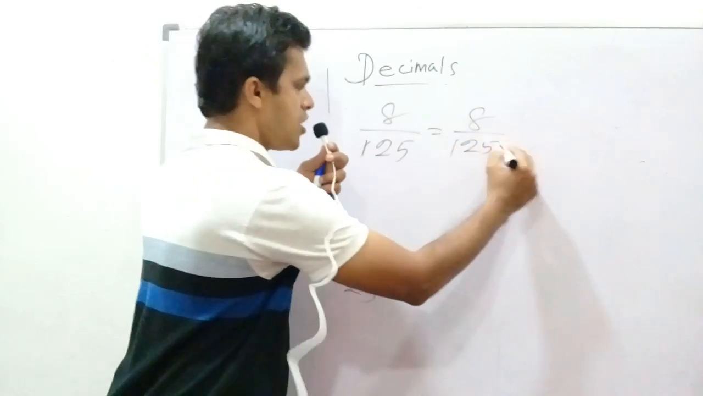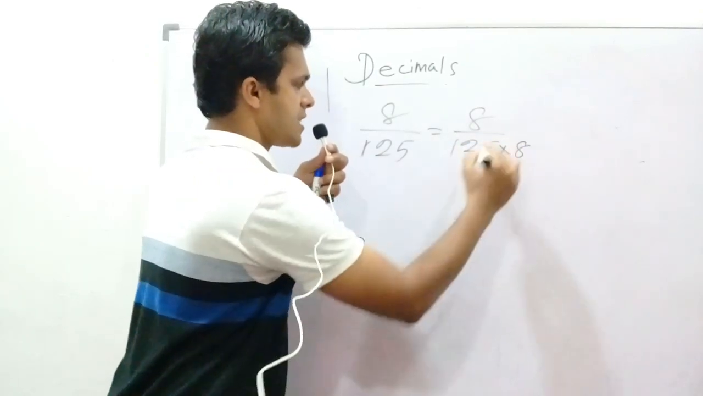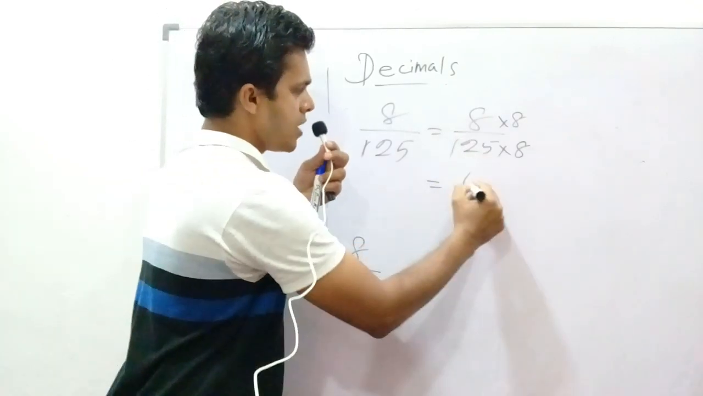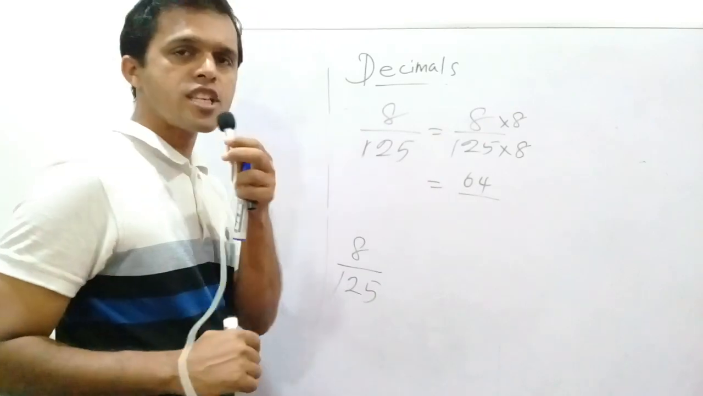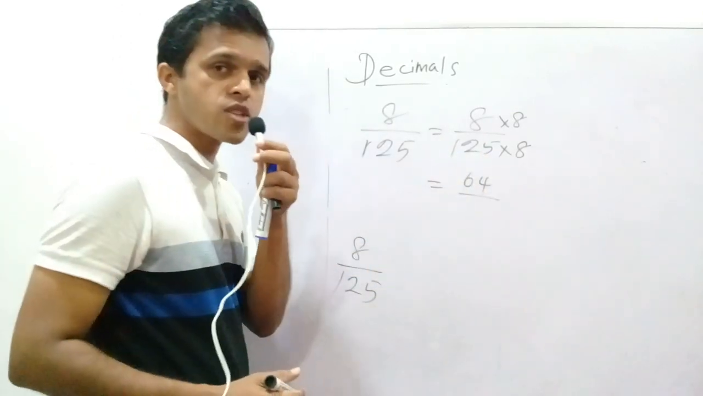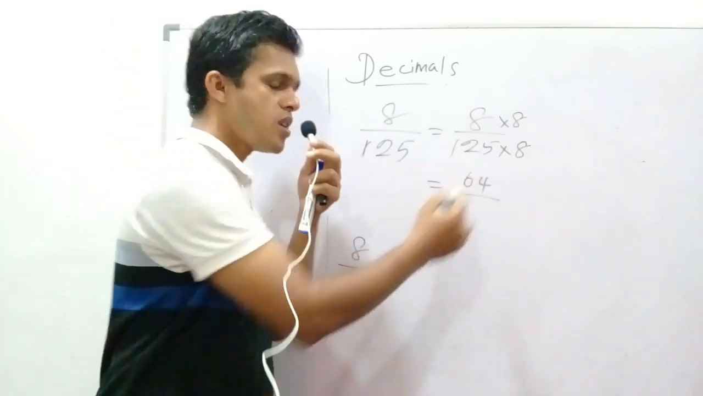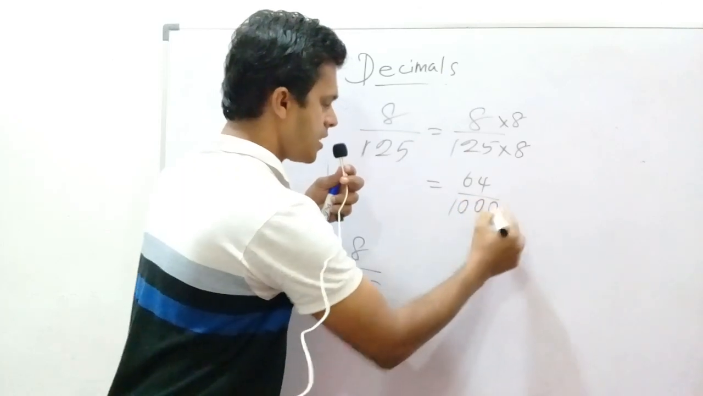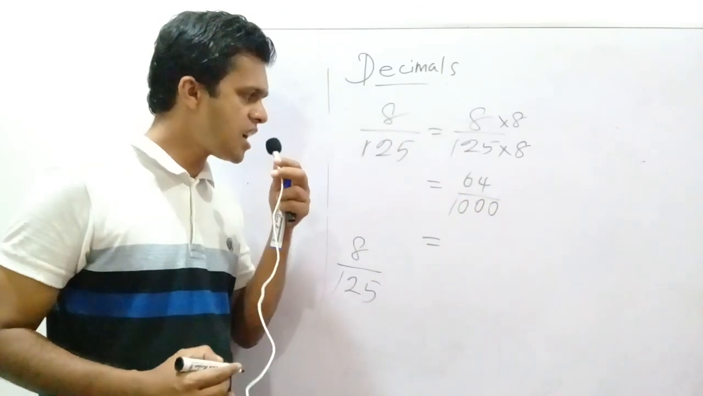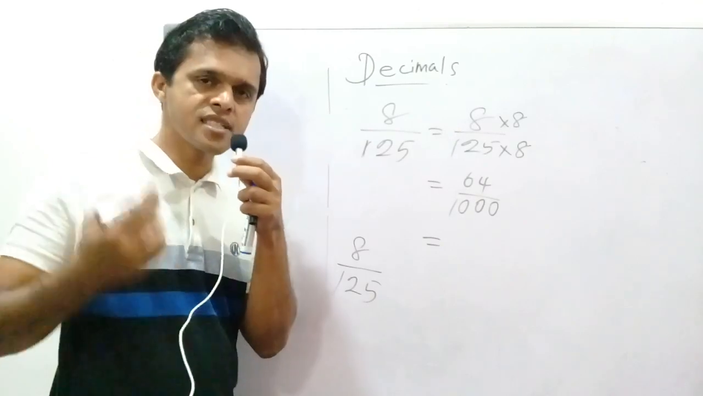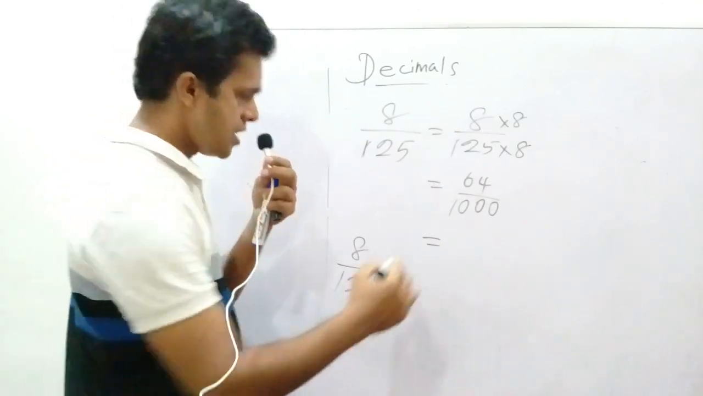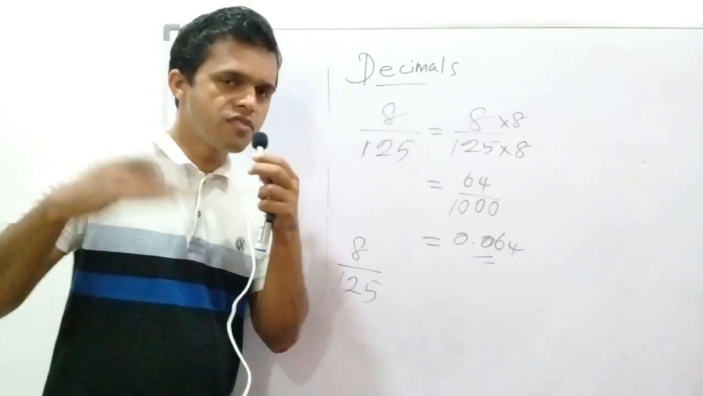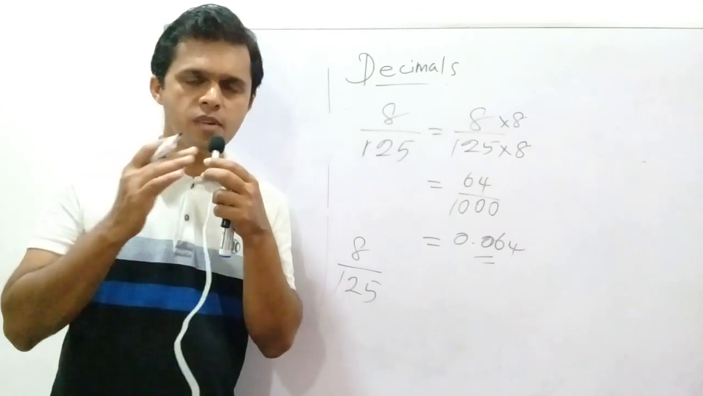The denominator is multiplied by 8. The numerator is also multiplied by 8. 8 into 8, 64. 125 into 8, what is the answer? 1000. Now you have been taught how to write this fraction as a decimal. Yes, 0.064. Now you can convert given fractions into decimal numbers.